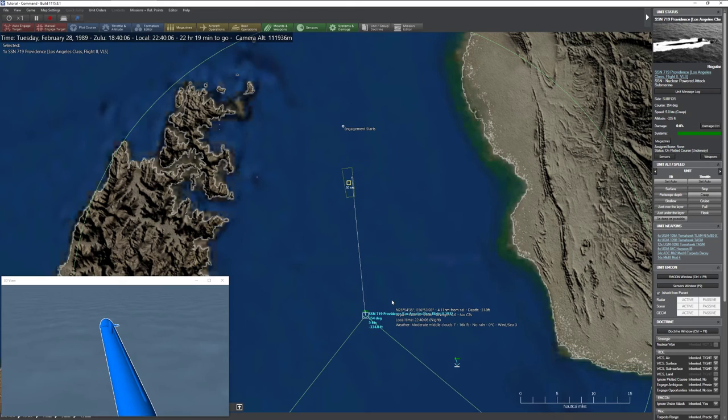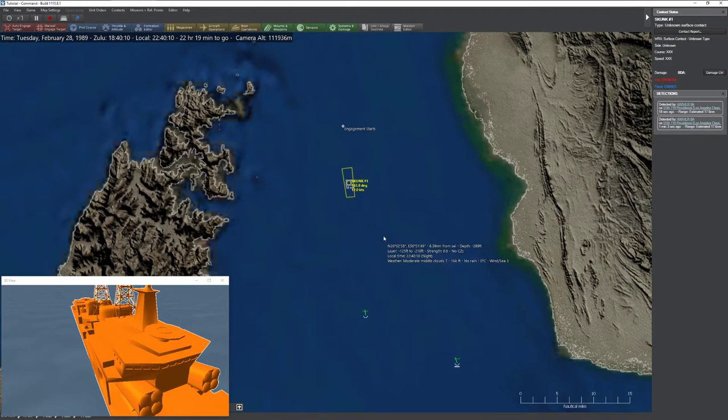We can anti-ship missile him at any time. The problem is we need to identify him before we put a missile through the side of him. He could be friendly for all we know. We picked it up already. His active sonar is probably going to have about a 10 nautical mile range. 10 nautical miles from us is going to be about here. Okay.